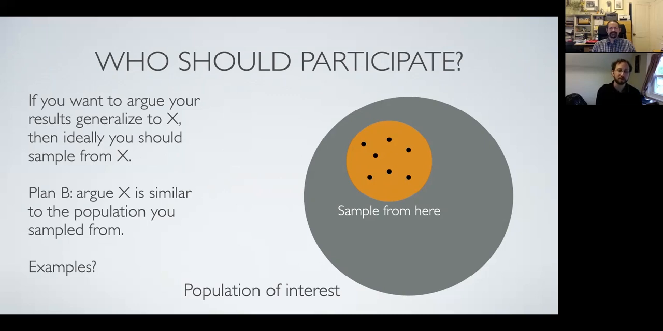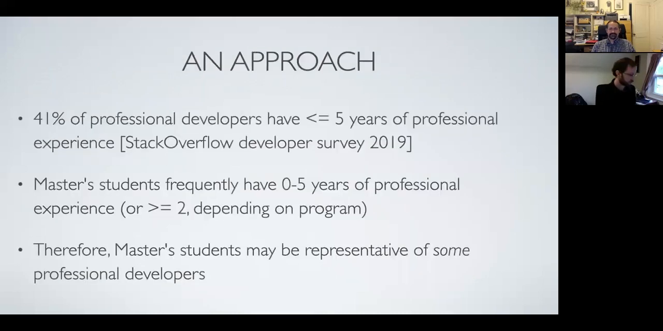So what you can do instead is argue that some other population from which you can sample is similar to the population that you did sample from. So, for example, one thing that we've done is there's a Stack Overflow developer survey that observes that over 40% of professional developers have less than 5 years of professional experience. So, well, master's students frequently have some professional experience. So that's great. So maybe master's students are actually representative of some kinds of professional developers.